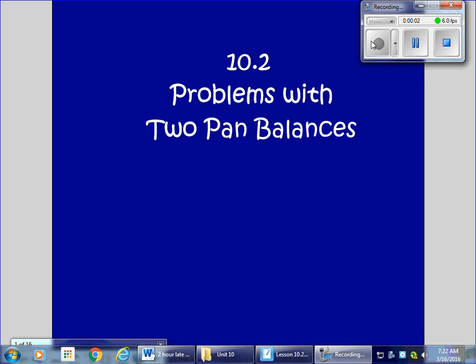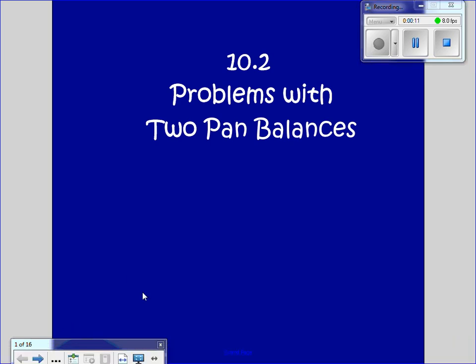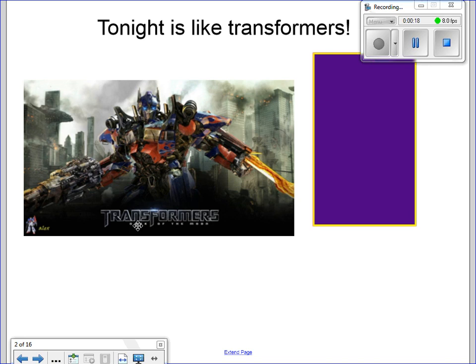Good evening, fifth graders. Tonight we're going to be doing some more work with some pan balance problems, which means we get to play around with some more pictures, which always makes it a little more exciting. But tonight we're going to be using two pan balances. So instead of just one pan balance, you have to use two to solve the problems. I like to think of it as like transformers.